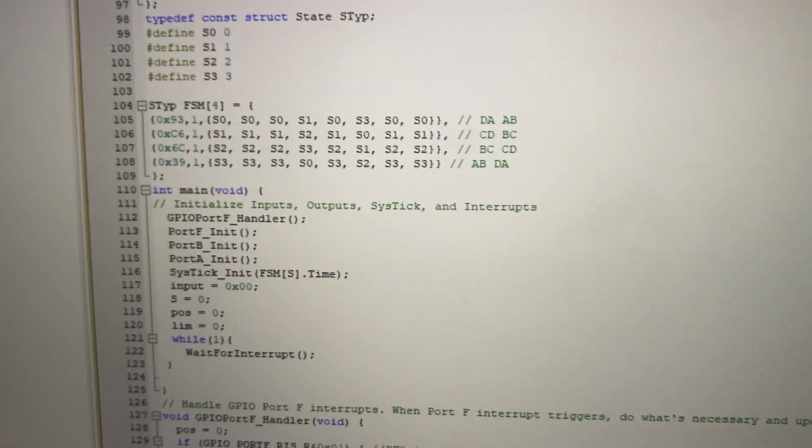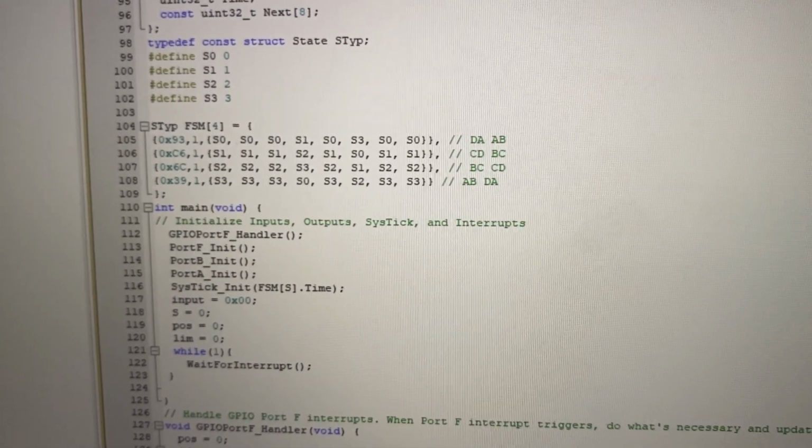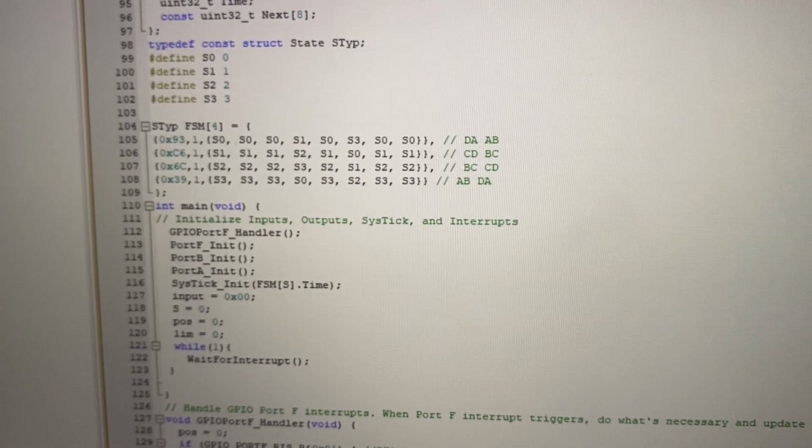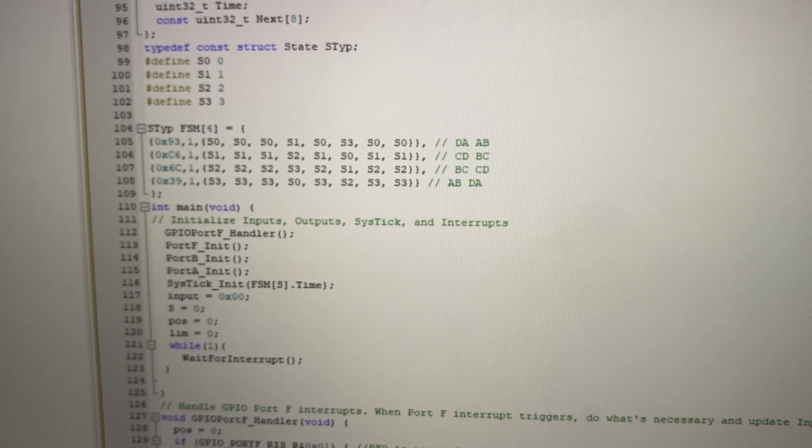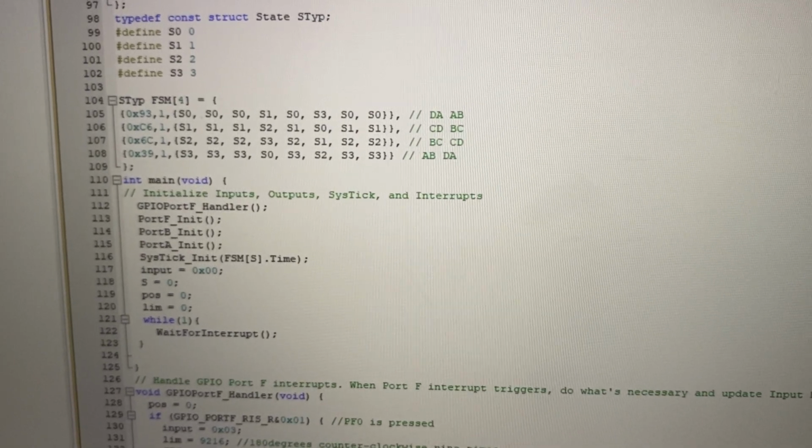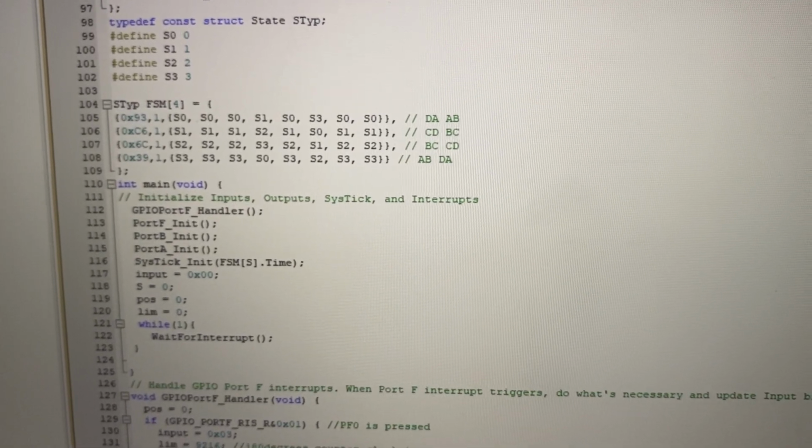These are the outputs I have for the finite state machine, because these are essentially going to determine how the DC motors move. I also have one for all of the delays, as well as all these different states. Depending on the inputs, it'll enter a different state.